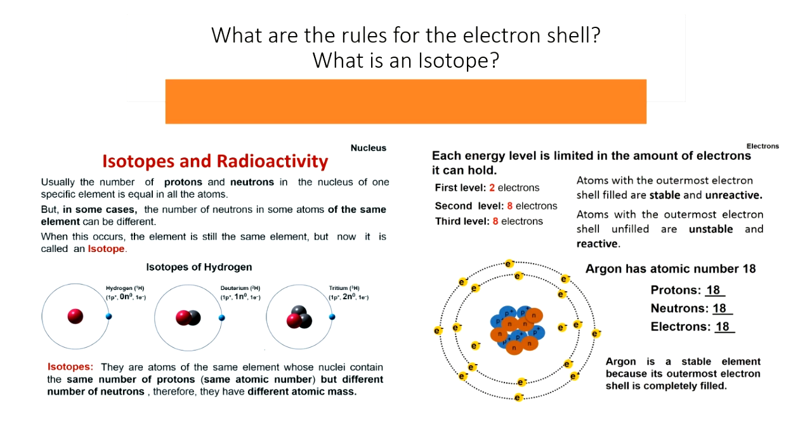So again, what are the rules for the electron shell? I've kind of said it already. Atoms with the outermost electron shell filled are stable and unreactive. So these are the noble gases. So helium, neon, all of those, they're all very stable and they do not like to react because they're happy. They have all 8 electrons filled in the outer shell. It's the ones that do not have all of them filled that are unstable and reactive. Now, it doesn't mean unsafe. It just means that they want to have their shell filled with 8 electrons.